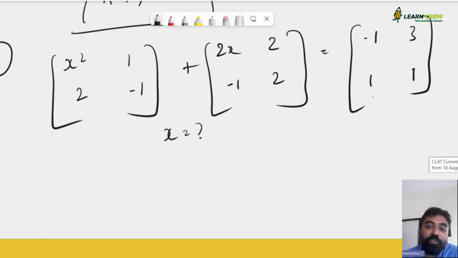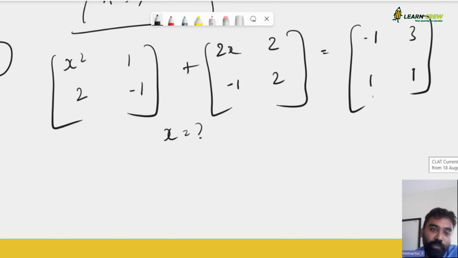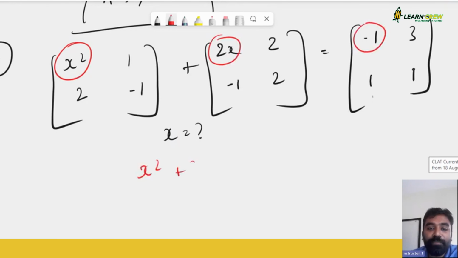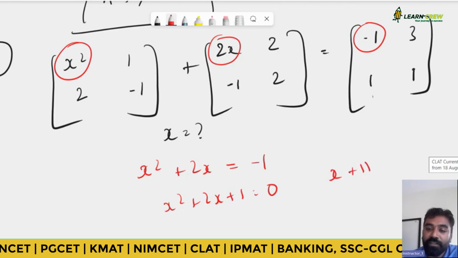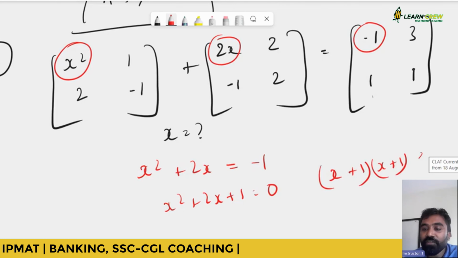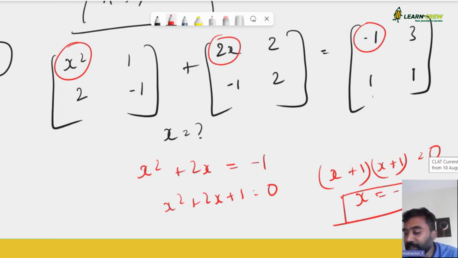They are telling us we are adding two matrices in order to get the resultant matrix. Here you can directly take it up, so you need not solve anything. You can directly take these values: x squared plus 2x equal to -1, or x squared plus 2x plus 1 equal to 0, or (x plus 1) into (x plus 1) equal to 0, so x is equal to -1. This is the answer. A very simple and straightforward question.